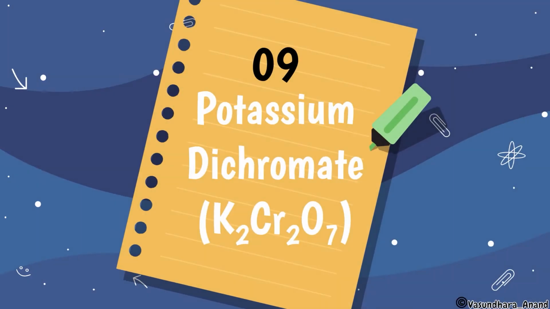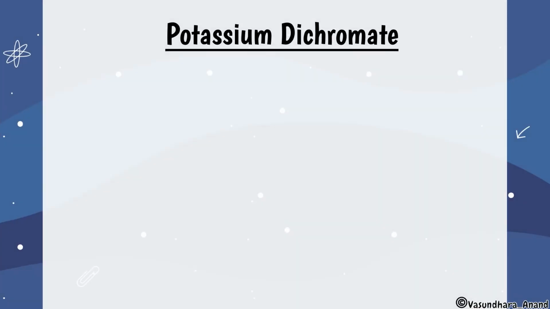First, we will do potassium dichromate, and afterwards we will do potassium permanganate. So let's start with potassium dichromate. The formula of potassium dichromate is K2Cr2O7. In this, the oxidation number of chromium is +6.